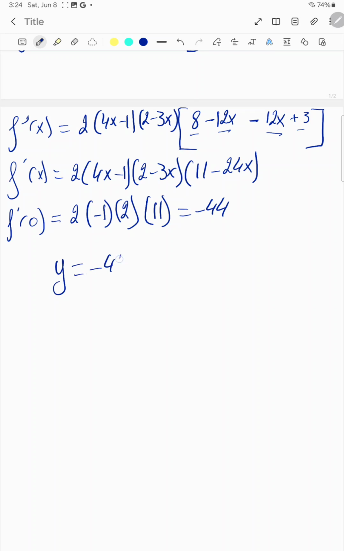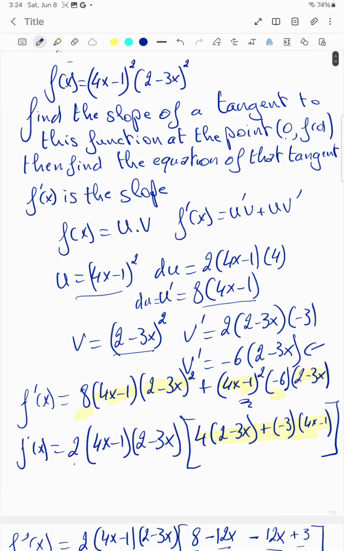so my equation would become y equals minus 44x plus a constant here. Let's call it k for a constant. And now I have to calculate k, but I wanted my point at 0, f of 0. So if I replace my x by 0, I'm working on that function now. So 4 times 0 is 0, minus 1 squared is 1, and 3 times 0 is 0, and 2 squared is 4. 4 times 1 is 4. So f of 0 is equal to 4.